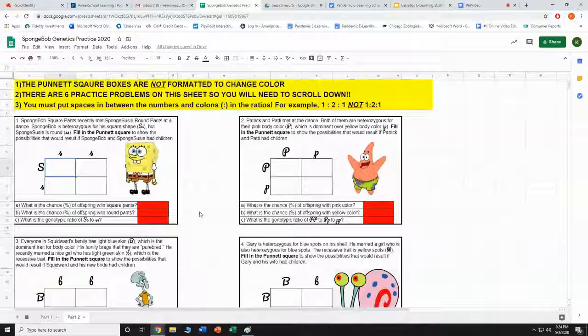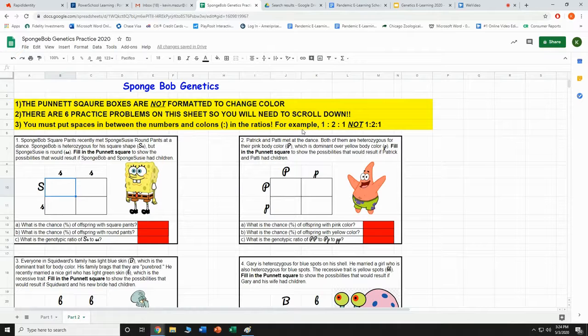And you must put spaces in between the numbers and the colons in the ratios. So, for example, you want to put spaces like this, where there's a space between the number and the colon. You don't want to make them all squished together. Otherwise, it won't show up as being green, even if you got it right. Okay, so here's our first one.